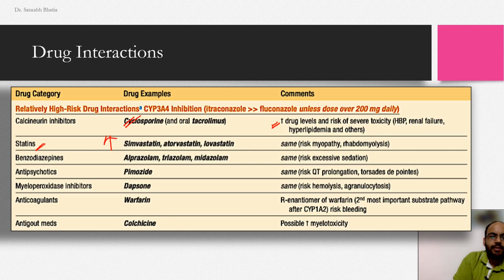Now, statins can also be increased with itraconazole because cytochrome P450 mediated metabolism is there. Antipsychotic drugs like pimozide, benzodiazepines like alprazolam, triazolam, midazolam, these can all be increased when taken with itraconazole. So we have to be very, very careful. All the drugs which are given in bold in this table, there have been specific warnings against use of itraconazole with these drugs. And statins are one of the most common drugs that an old age patient might already be on. So you have to ask a good drug history before prescribing itraconazole, or you might have increased chances of side effects with other drugs.